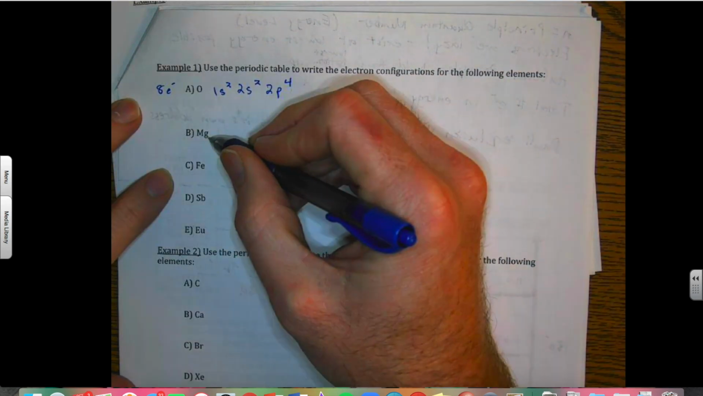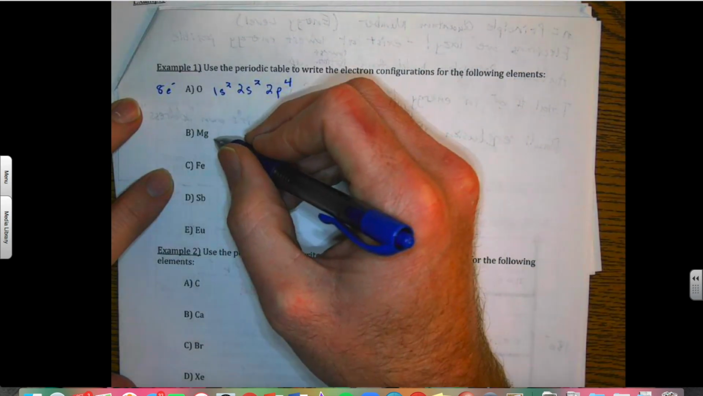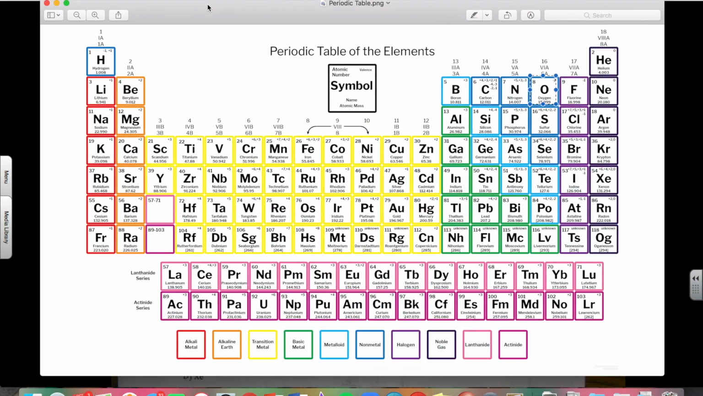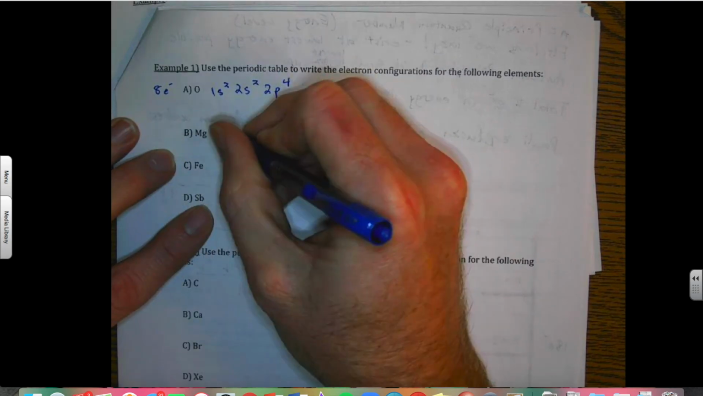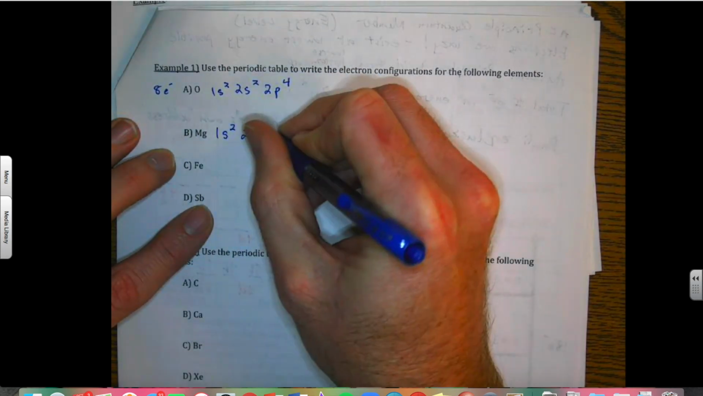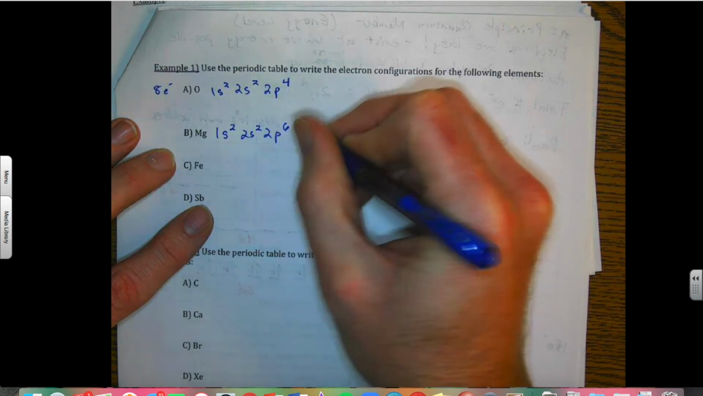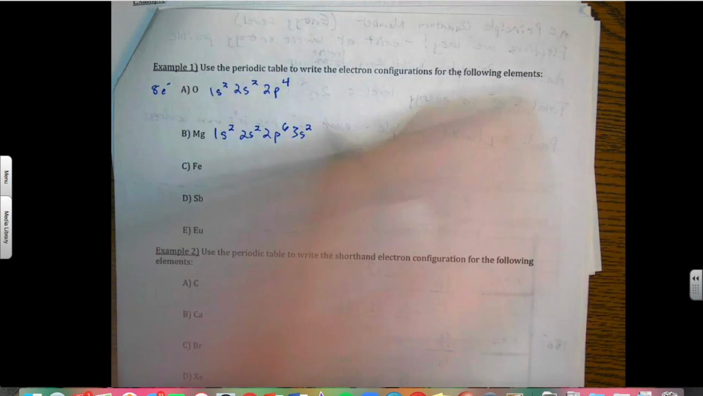And then for magnesium, we're going to start again. Here's magnesium. We're going to start at hydrogen, and it says 1s2. Don't forget to include helium. It's going to be 2s2, 2p6, 3s2. See how that works? 1s2, 2s2, 2p6, 3s2.